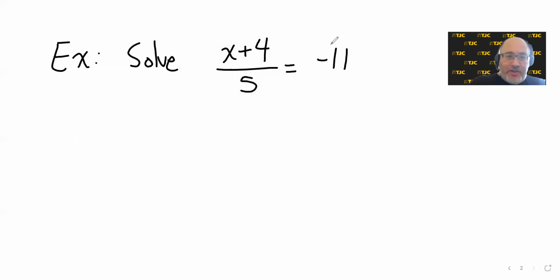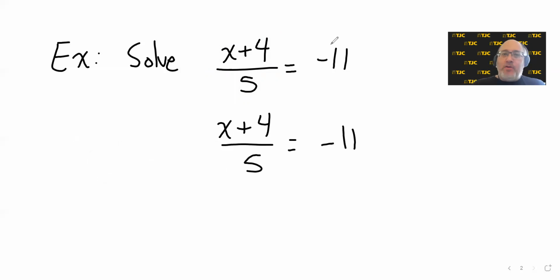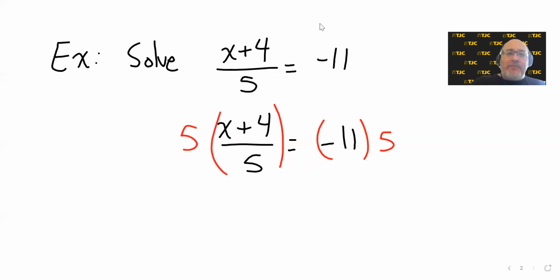All right, let's rewrite the equation down here because I always like to keep the original equation intact. And let's do the move that will get rid of the divided by 5. And to get rid of a divided by 5, we're going to multiply both sides by 5. The net result on the left is the 5's cancel. That leaves the x plus 4. On the right side, we get a negative 11 times 5, which is negative 55.